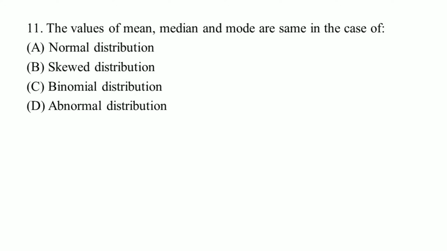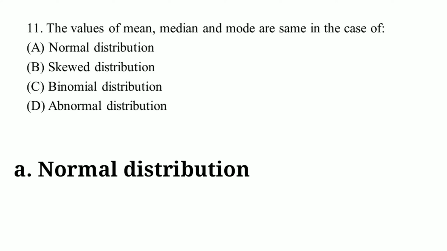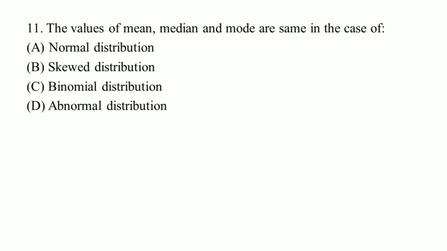Next one, the value of mean, median, and mode are same in the case of option A, normal distribution, option B, skewed distribution, option C, binomial distribution, and option D, abnormal distribution. So the right answer is option A, normal distribution. The value of mean, median, and mode are same in the case of normal distribution.